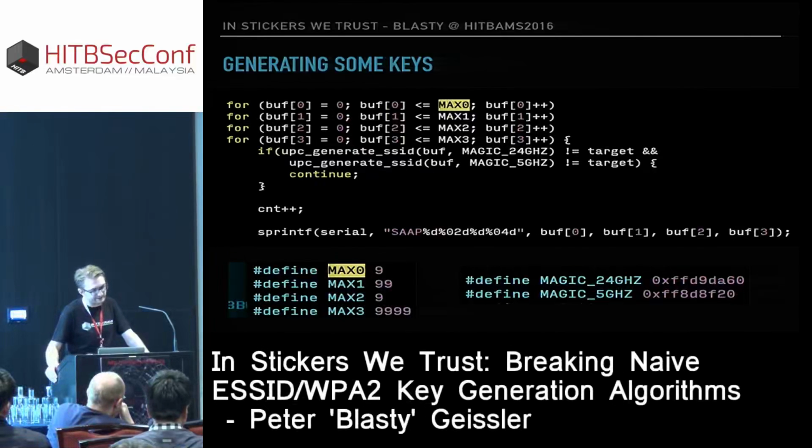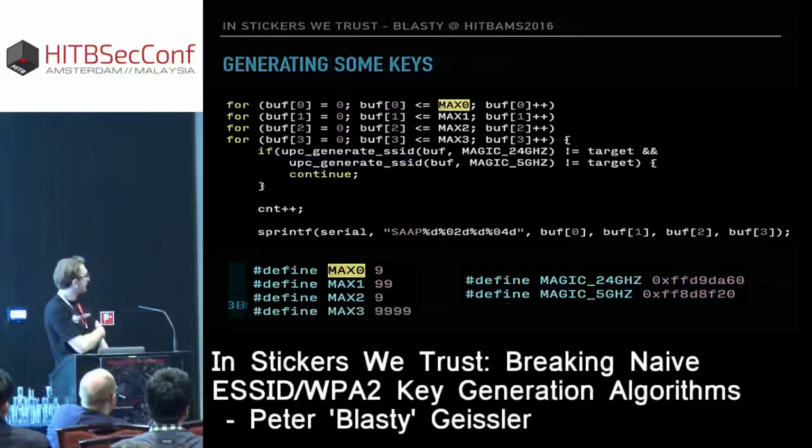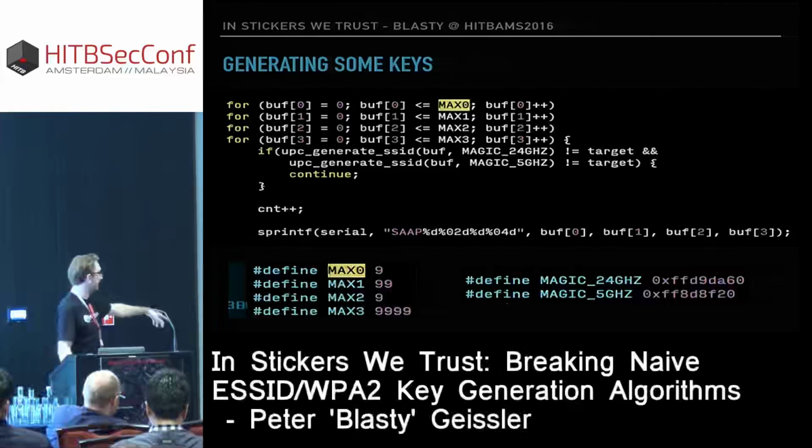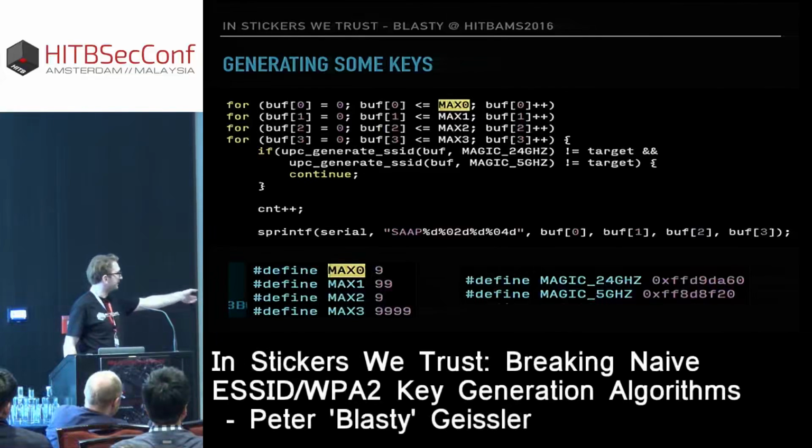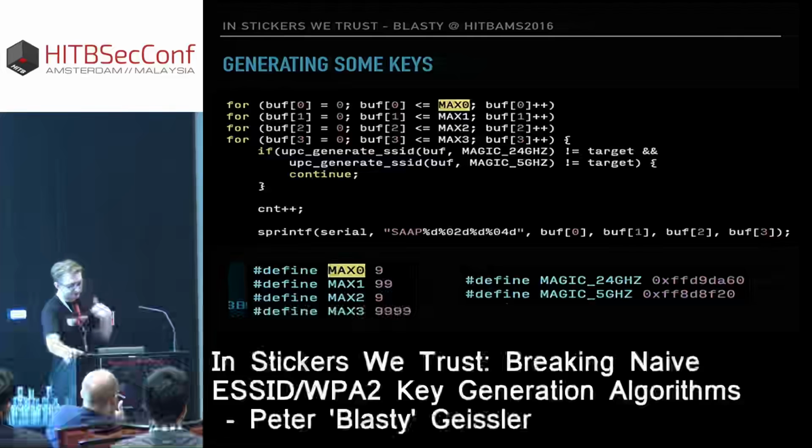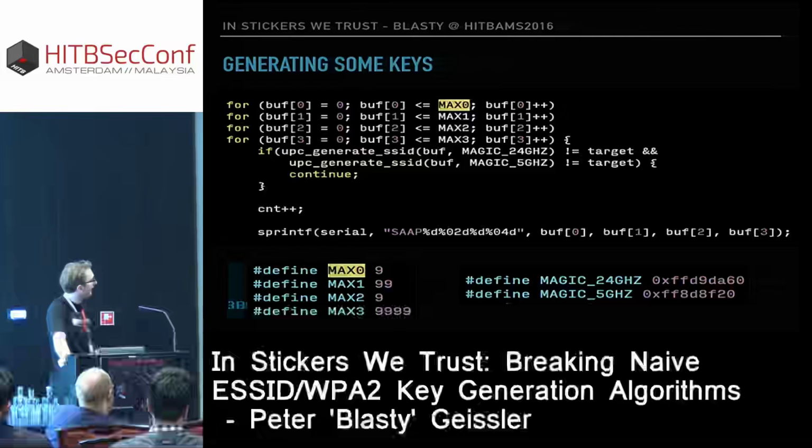So we have, again, not the most pretty code, but we have 4 nested for loops in order to generate a serial number. You can see those loops have a maximum iteration counter, carefully chosen by dice roll. Then we have a sprintf line to construct the serial number based on these tries. And then we have 2 magic numbers, depending on whether you want to crack a 2.4 gigahertz network or a 5 gigahertz network. Turns out these numbers aren't really that magical.